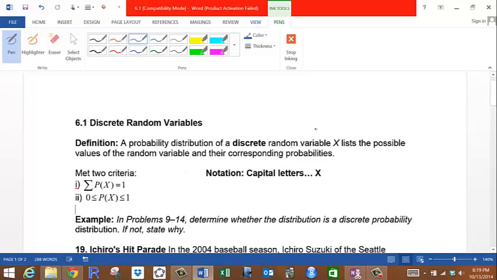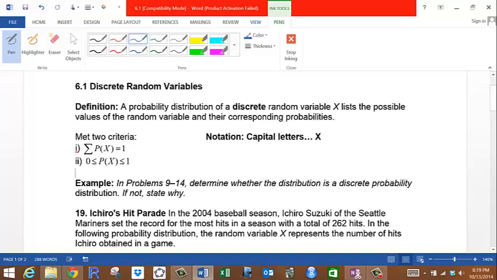Quick definition here of a probability distribution. Probability distribution of a discrete random variable x. What it does is it lists out the possible values of the random variable and then of course their corresponding probabilities. And the most important thing that I want you guys to focus on here are the two criteria that the probability distribution has to meet. Number one says that the probabilities must add up. The sum, remember this symbol means sum, of the probabilities equals 1. And then the probabilities must be between 0 and 1. And that just means they're non-negative and they cannot be greater than 1.